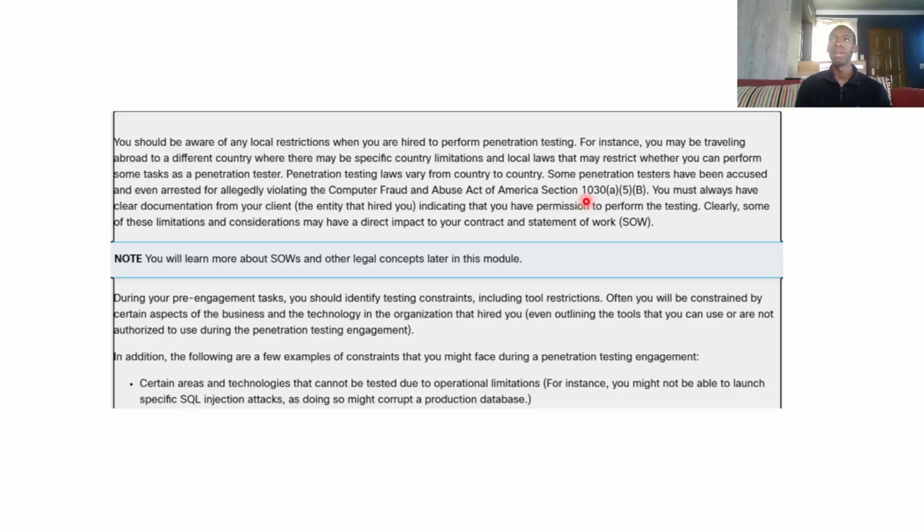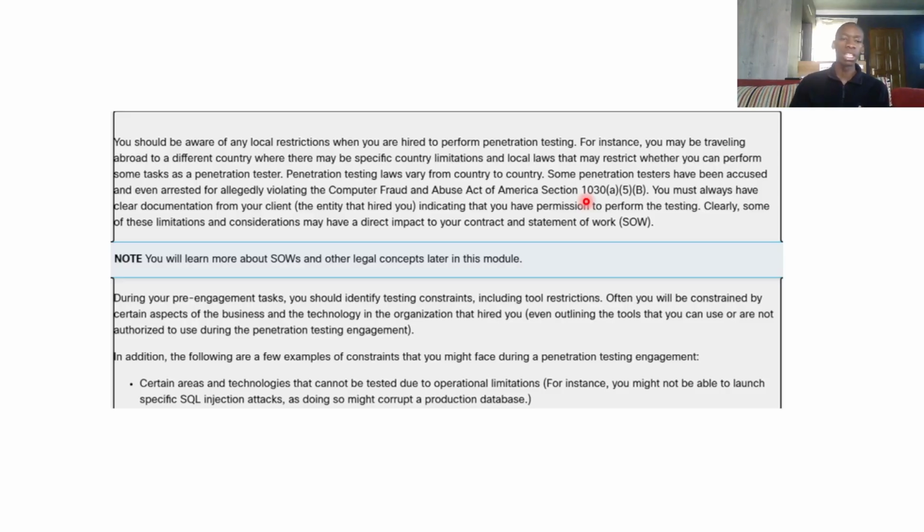So sometimes even the documentation that states what you can and can't do may initially affect how we are able to perform this penetration testing. It further continues to say that during our pre-engagement task, we should identify testing constraints, including tool restrictions. It goes back to the documentation: we need to understand it and know the limitations and considerations that might impact us performing a certain penetration test.